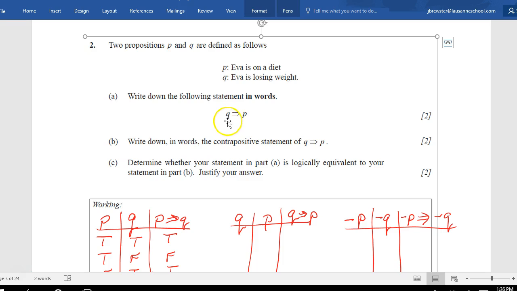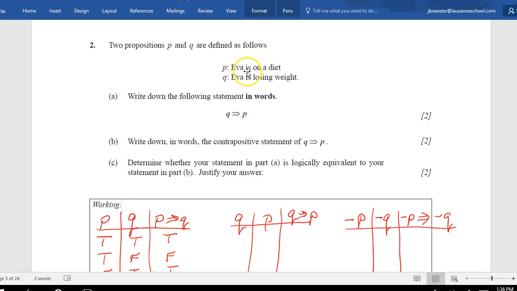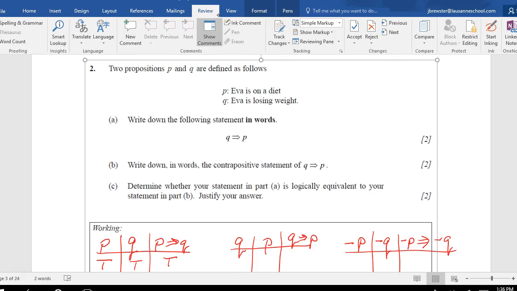All right, part A, write down the following statement in words. Now this means Q double arrow P means if Q is true, then P is true. So in other words, if Q, then P. So I'm just going to write that looking up above. Q is Eva is losing weight, so we just write if Eva.